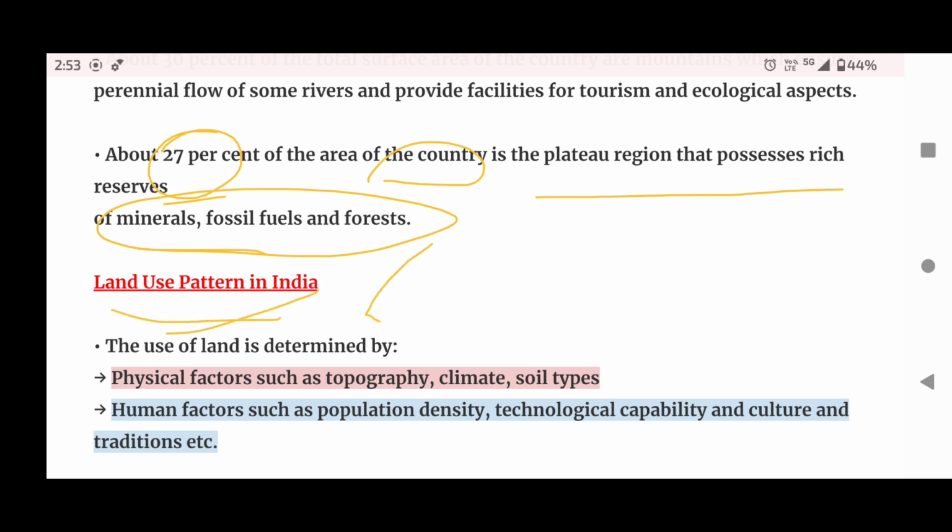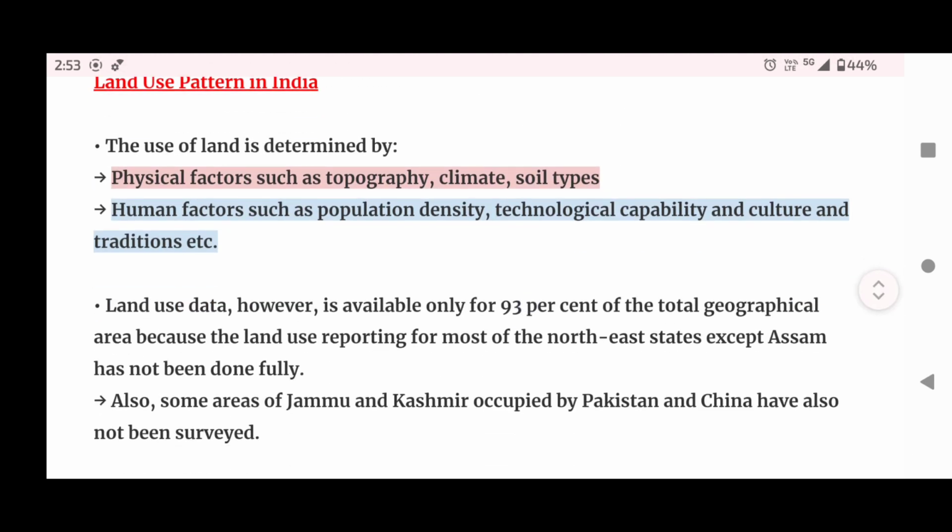Land use pattern in India. The use of land is determined by the physical factors such as topography, climate, soil types. Secondly, human factors such as population density, technological capability, culture, and tradition, etc.